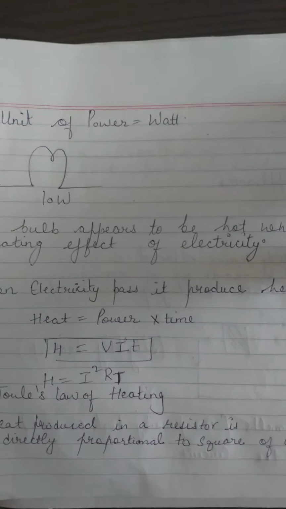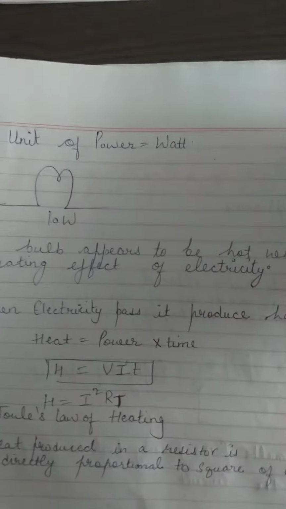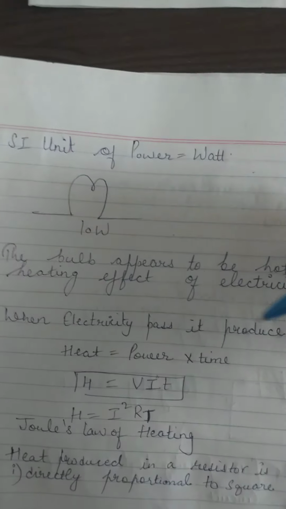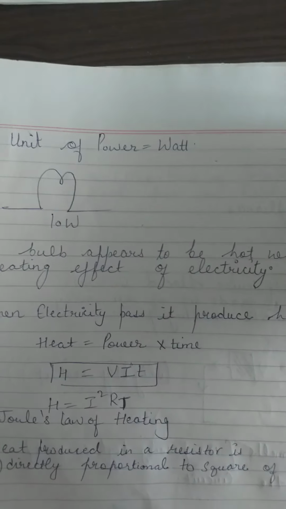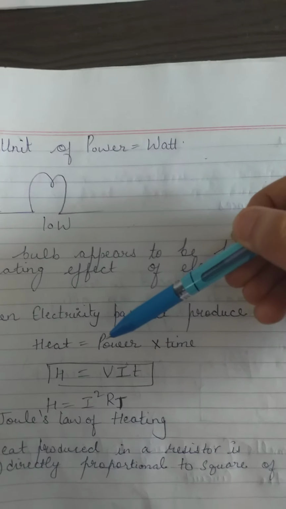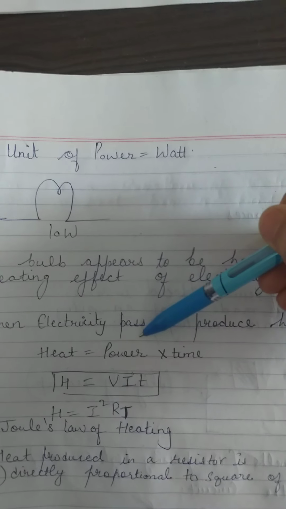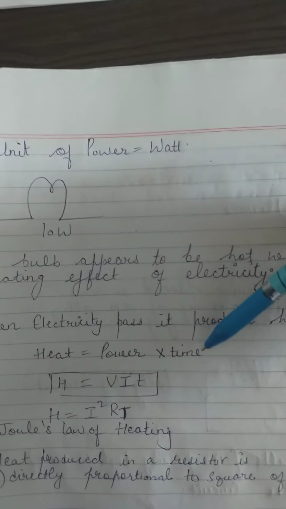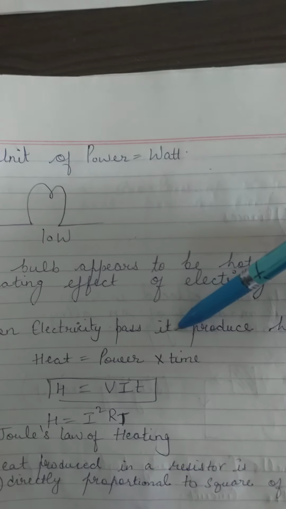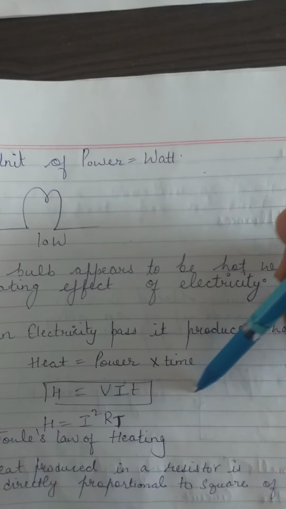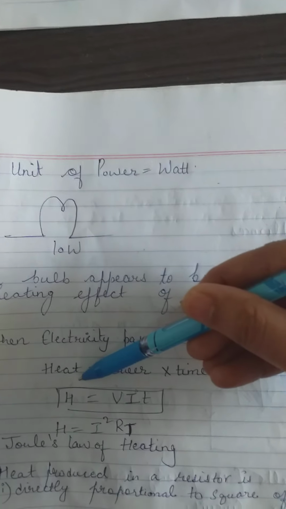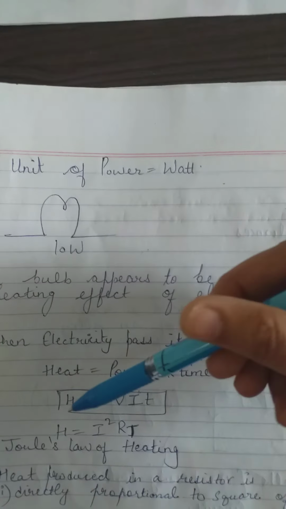Now when electricity passes, it produces heat. The more the electricity passes, the more heat is produced. So heat is equal to power multiplied by time. As there is more electricity, there is more power and more heat produced. And for greater time we use it, the more heat will be generated from the electrical devices.